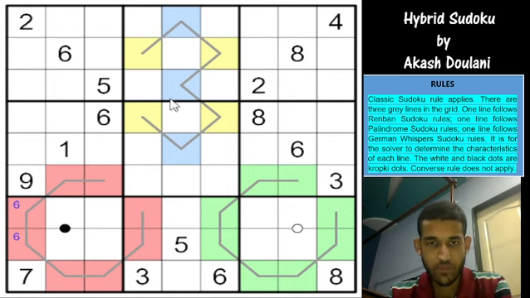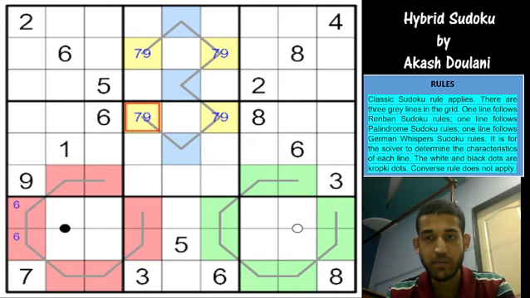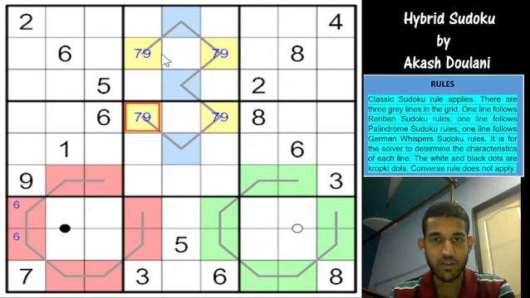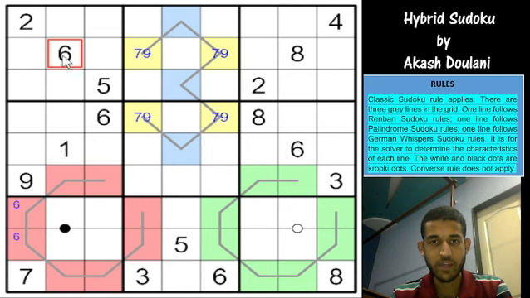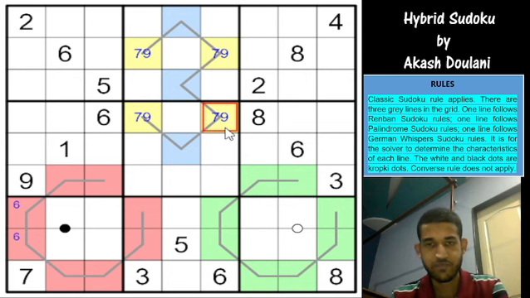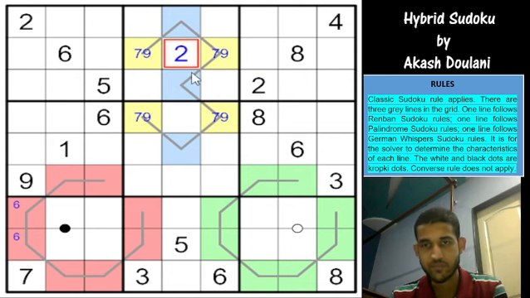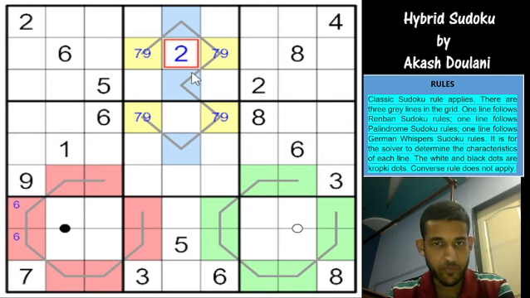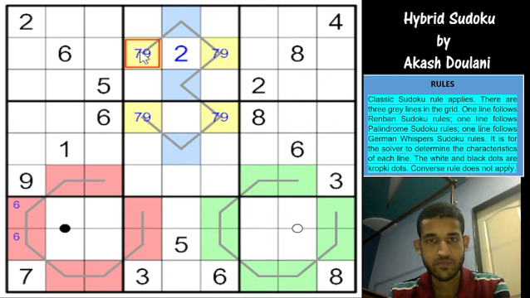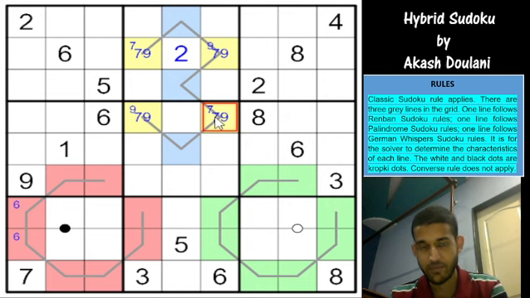Now let us see what happens if the yellow cells contain digits from the group 6, 7, 8 and 9, right? Obviously 6 and 8 immediately get eliminated even here. So these become 7 and 9, right? And now due to classic, you get the 2 here, right? Now, if I have a 7 here, this becomes my 9, this becomes my 9, and this becomes my 7.